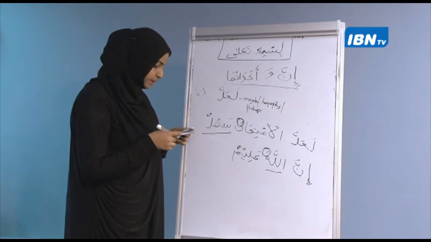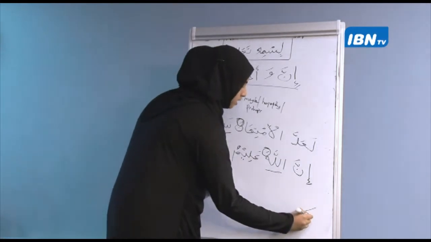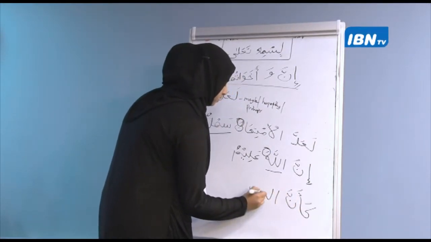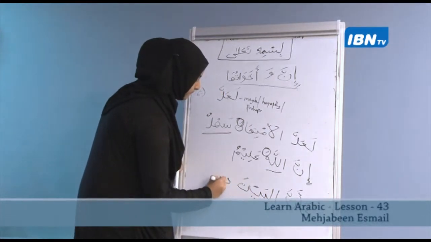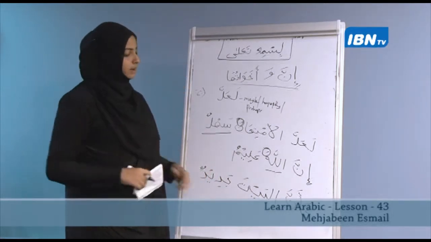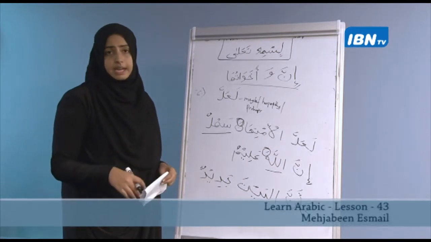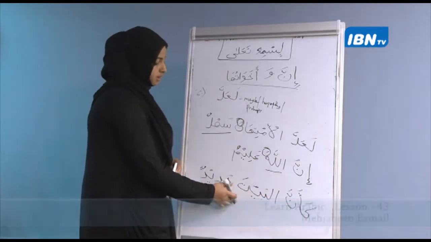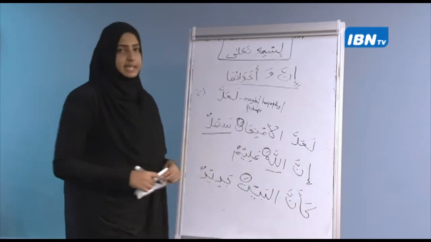Let's look at another example. We said كأن البيت جديد. Okay, now كأن البيت جديد. What is my ism كأن? My ism كأن is the house. And what do I say about the house? Of course, the house appears as if it's new, right? And again, it has an accusative.